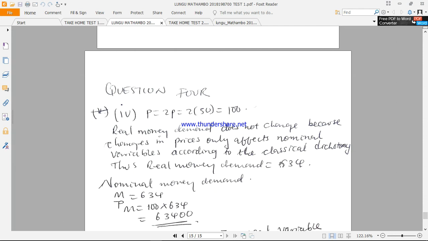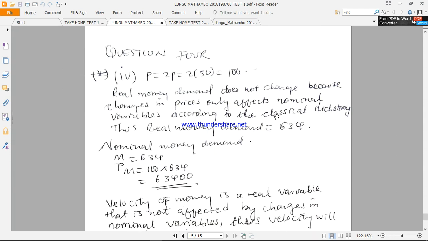So in this case, we don't expect real money demand to change. It's going to be 634. But the nominal money we expect to change, because with M over P, if we make M the subject, the price is no longer 50, it's 100. So it's going to be 100 times 634, which is 63,400 kwacha as the quantity of money circulating.